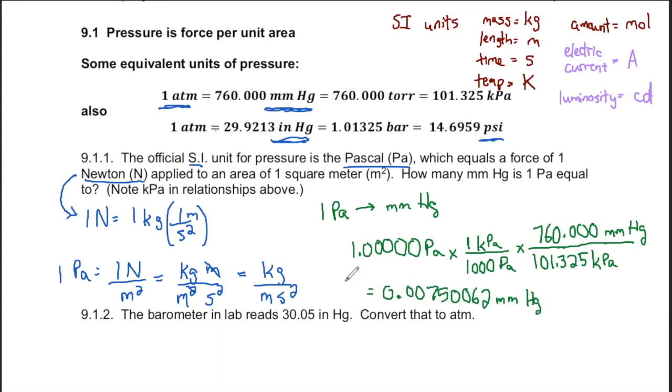What this means is that 1 Pascal of pressure would be enough to lift a column of mercury against the force of gravity by 0.0075 millimeters. So that is not a lot of pressure. Even though mercury is heavy, lifting it by just 0.0075 millimeters is not very much. So that is why we usually deal with kilopascals if we work with SI units in our pressures.